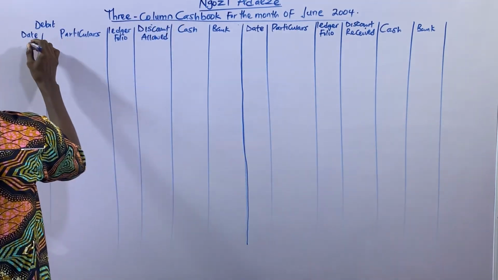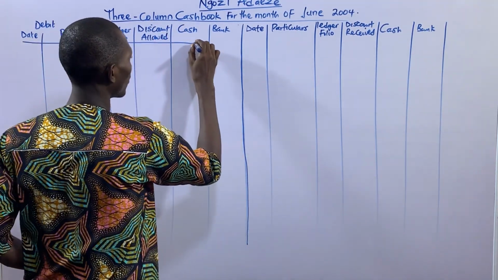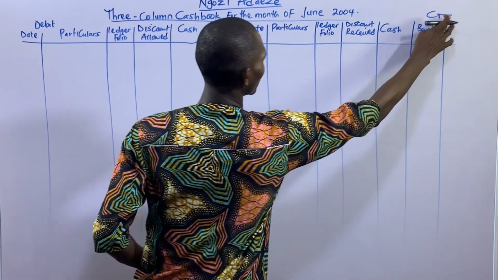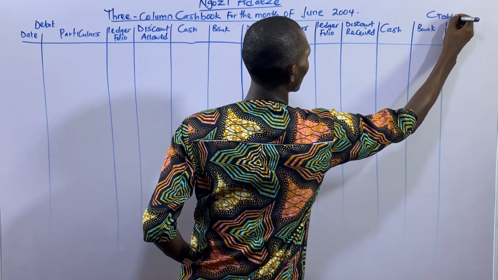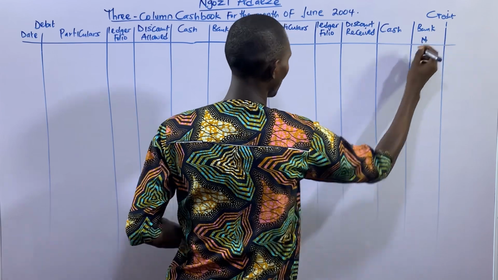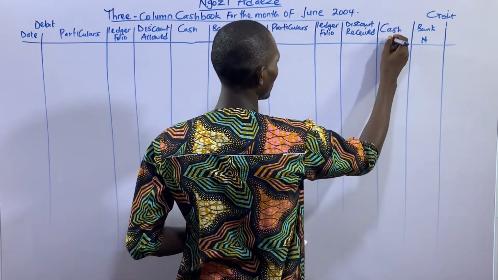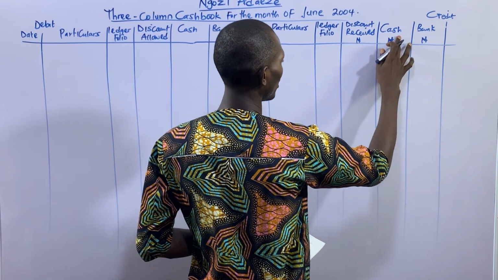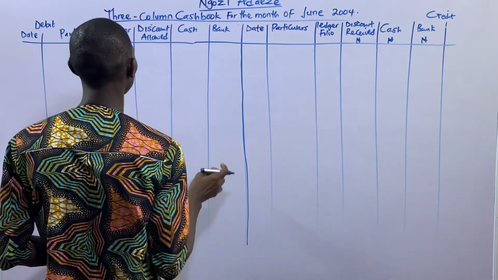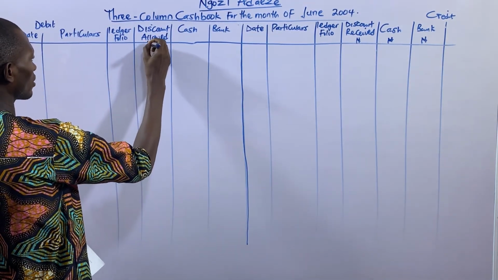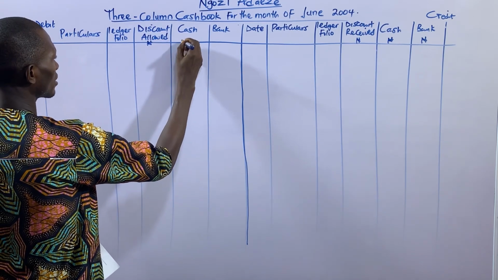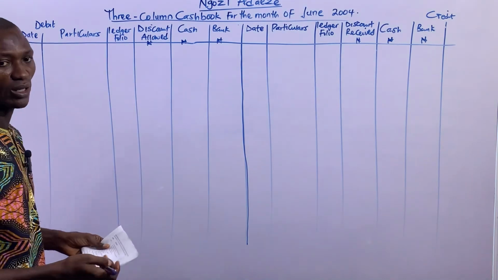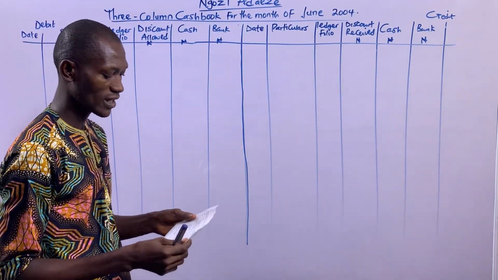So we have the credit side, the credits. Then we put our currency sign. In that question, we are given Naira. So we put our currency sign under the discounts received, cash column and bank column. Then on the debit side also, we put our currency sign under the discounts allowed, cash and bank. So this is what we have. So let's begin to record the business transactions we were given.